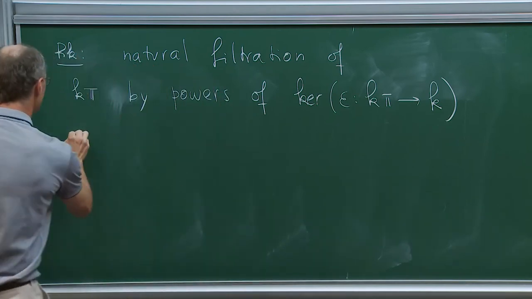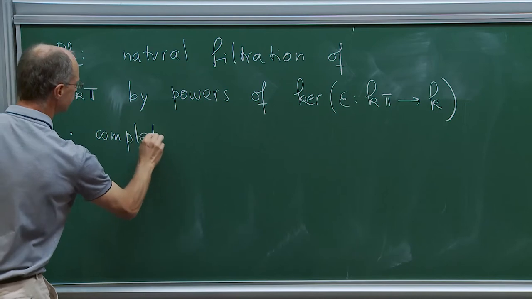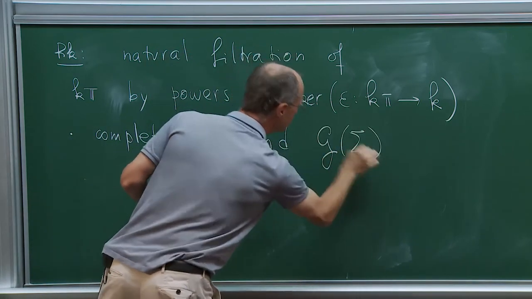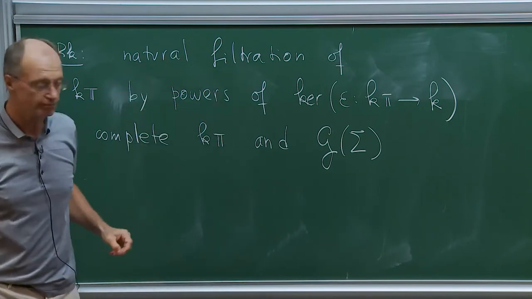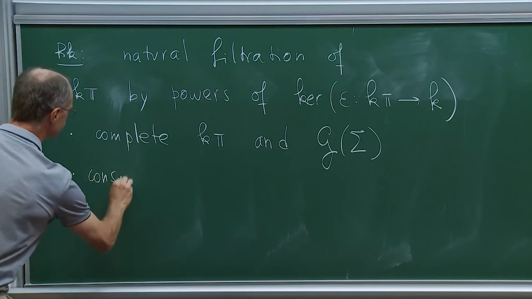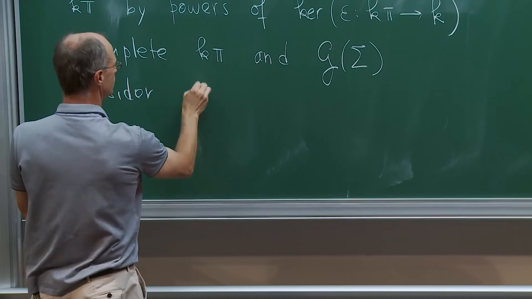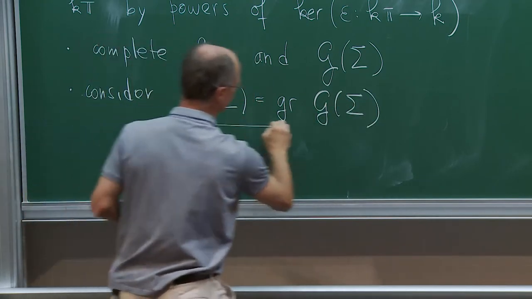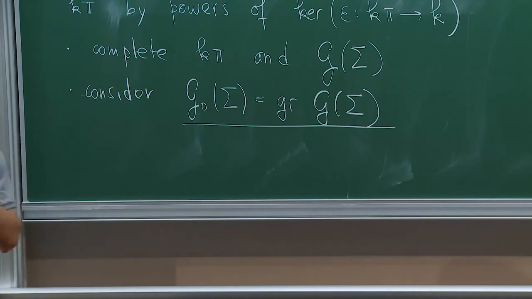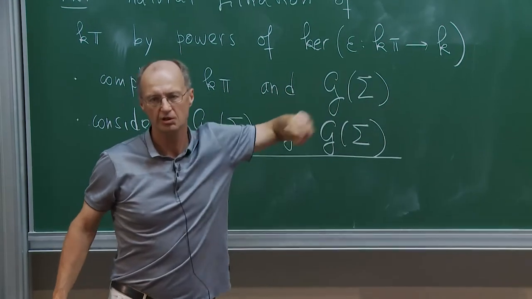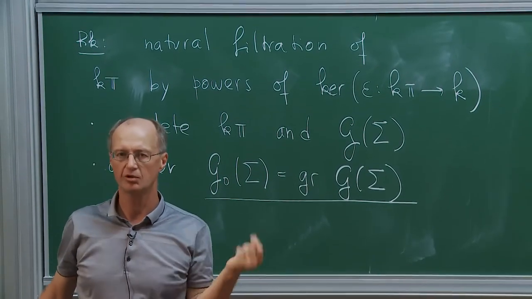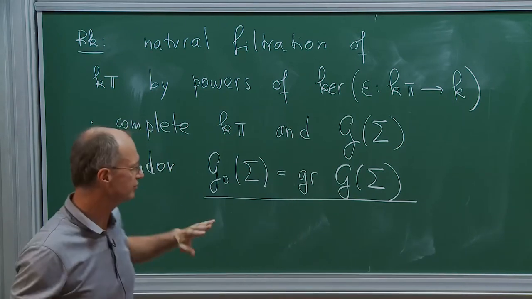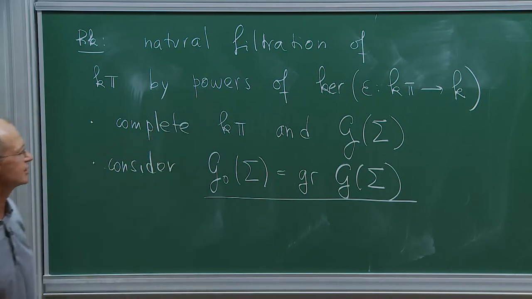So we can now do the following. Let's complete k pi and G of sigma using this filtration. And let's consider the associated graded. So let me call it G0 of sigma. I must say that here I'm also cheating a little bit. In truth, this is the correct filtration only for either genus 0 or only one boundary component. But otherwise, one should do something slightly more complicated. But maybe at the moment, we can return to it later. But roughly, in many cases, that's the correct filtration.